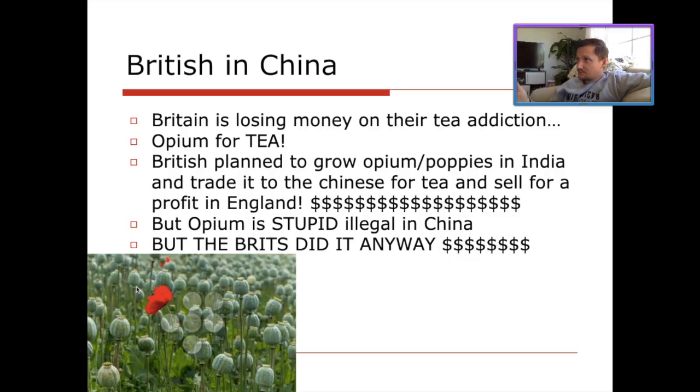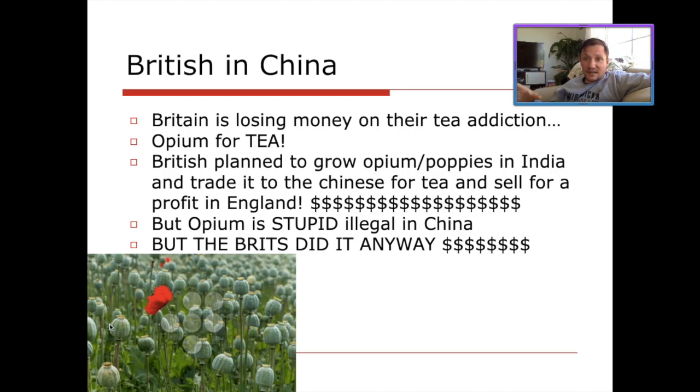So as you can see, the poppy plant, when it's in these little bud forms right here, has inside of it this milky substance, and that milky substance is home to different molecules like codeine, morphine, and heroin molecules as well. This plant is used to make the common street drug today known as heroin. It's also used to make opioid-based painkillers like Oxycontin. Now, the big thing about this opium, though, is it was highly illegal in China.